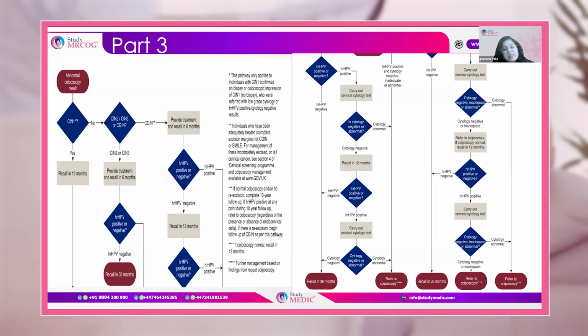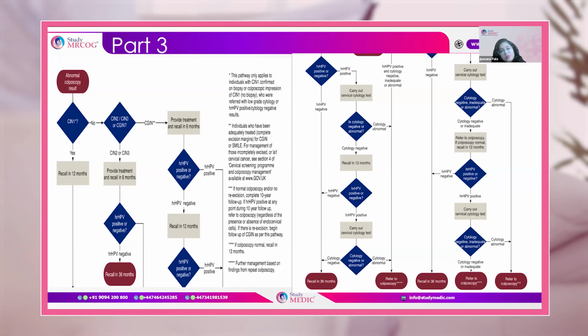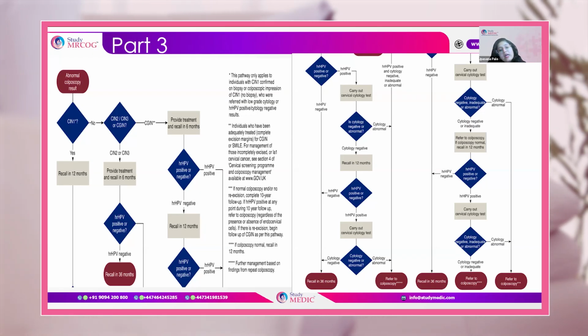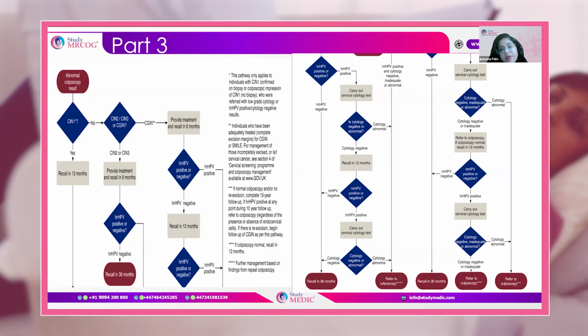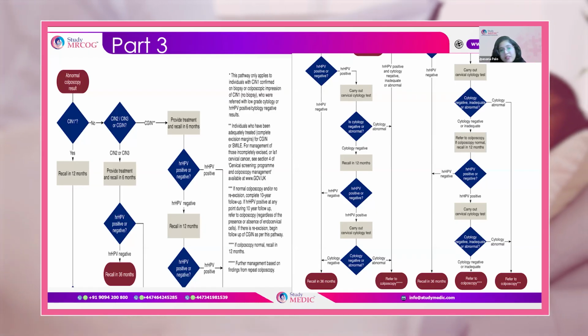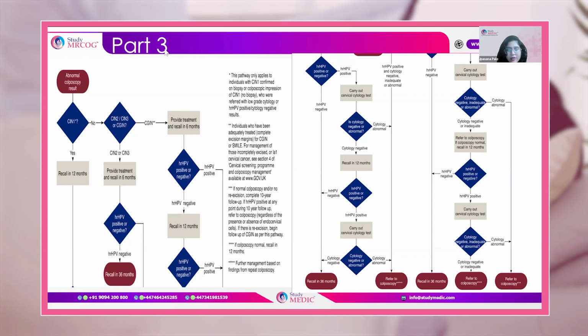In CGIN, if the first test of cure, that is HPV, is negative, still then you have to recall her in 12 months. Again, if the HPV is negative, then you can recall her in 36 months. So this is a very important difference. So please remember that. Okay.